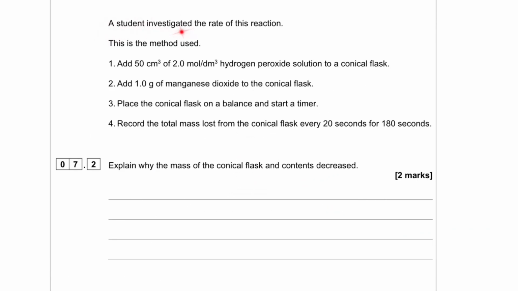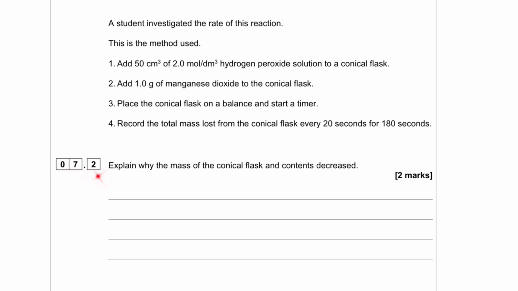A student investigated the rate of this reaction. This is the method used. 1. Add 50 cm³ of 2 mol/dm³ hydrogen peroxide solution to a conical flask. 2. Add 1 gram of manganese dioxide to the conical flask. 3. Place the conical flask on a balance and start the timer. 4. Record the total mass loss from the conical flask every 20 seconds for 180 seconds.